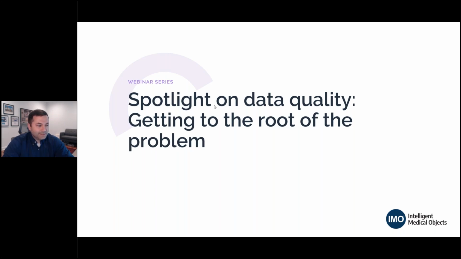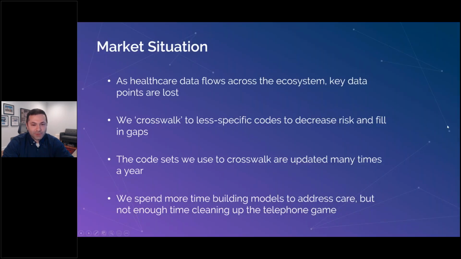Thanks, Jordan. So team, we're going to be talking today about Spotlight and data quality, especially around clinical data as it flows through healthcare ecosystems and getting to the root of the problem. For those of you on the line today, you probably know the market situation. As healthcare data flows from one organization to another or from one software vendor to another, key data points are lost. Happens all the time.